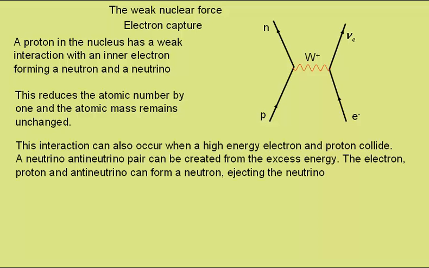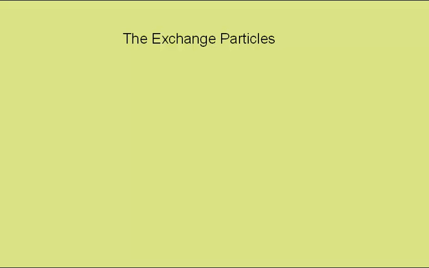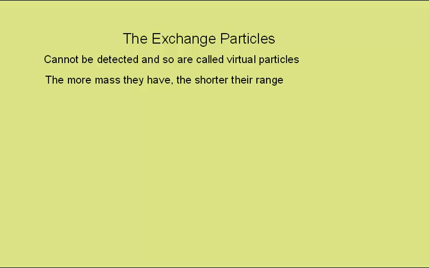This interaction can also occur when a high-energy electron and proton collide. A neutrino-antineutrino pair can be created from the excess energy. The electron, proton and antineutrino can form a neutron, ejecting the neutrino. This is the reverse of beta-minus decay. The exchange particles cannot be detected and still carry out their interaction, and so are called virtual particles. If they are detected in travel, the interaction no longer takes place. The more mass they have, the shorter their range.